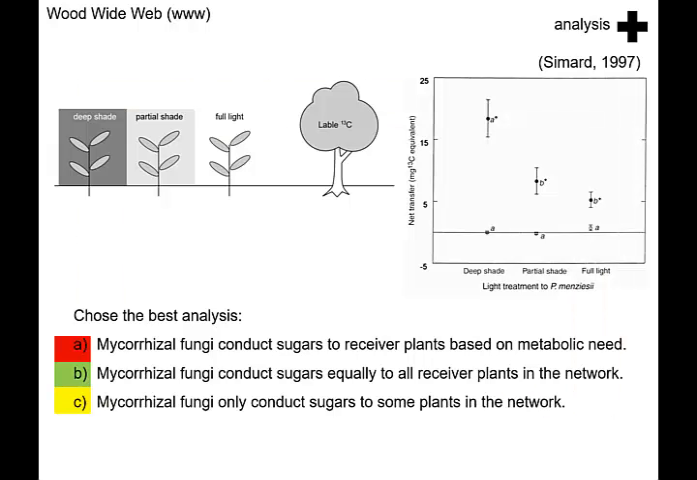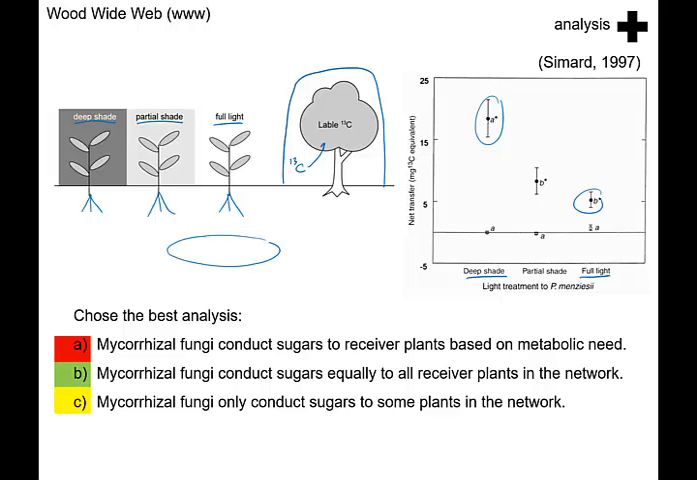All right, now here's a really cool follow-up experiment. Again, they have this tree that is exposed to radioactive carbon, and then they have some nearby plants that are in different lighting conditions, either deep shade, partial shade, or full light. And they studied how sugar moves from this tree into these, what we'll call receiver plants.